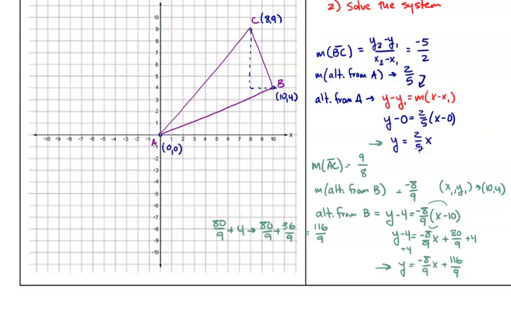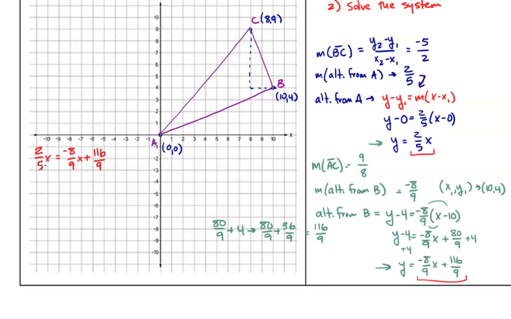And so what I can do is essentially set this part equal to this part, because they both equal y. So I'm going to do that maybe off to the side over here. I'm going to say 2/5 x equals negative 8 over 9 x plus 116 over 9. So now I need to solve this equation.